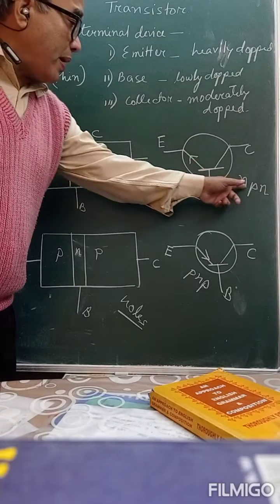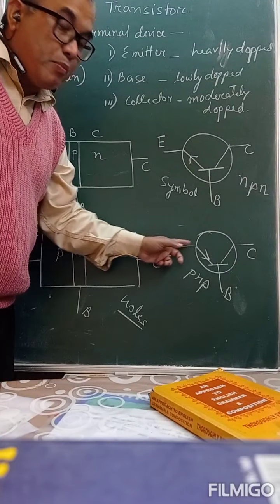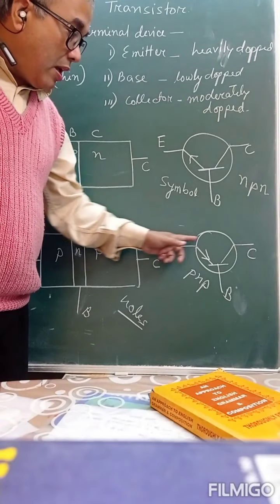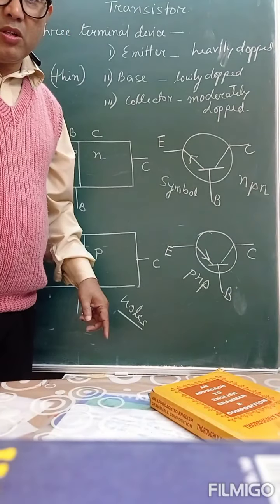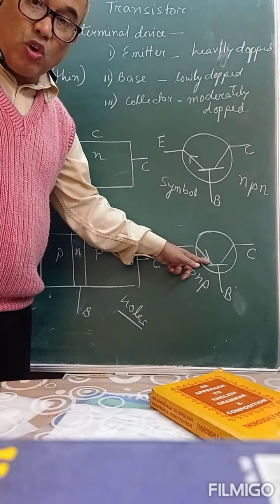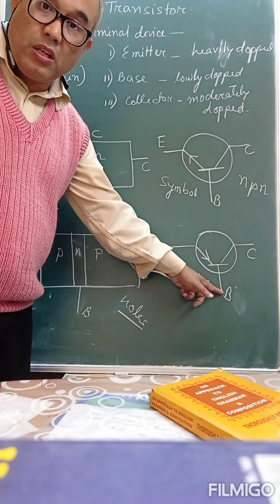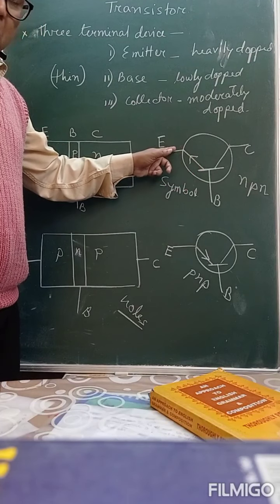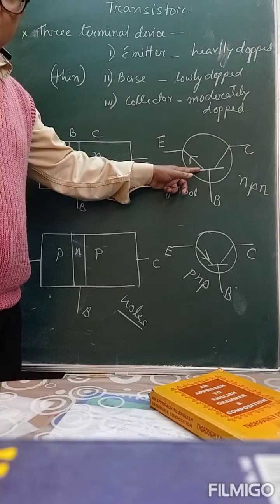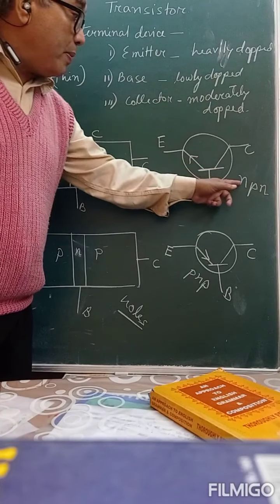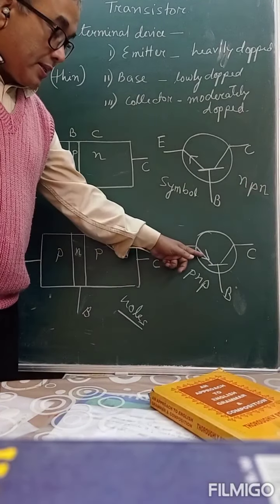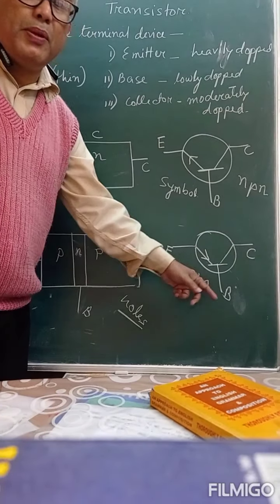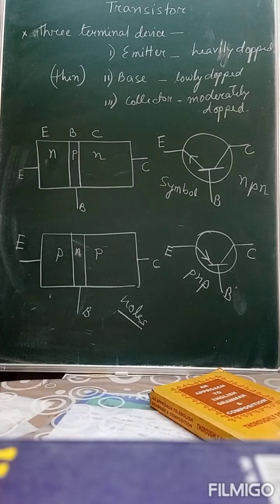This is the symbol of NPN transistor and this is the symbol of PNP transistor. Wherever the arrowhead is, that will be the emitter and the other terminal will be the collector. And the line we draw straight is the base. Clear? Here the arrowhead goes from base to emitter, so the base is P. This is NPN transistor. Here the arrow goes from emitter to base, so the base is N. Again, this is PNP transistor. Is it clear?